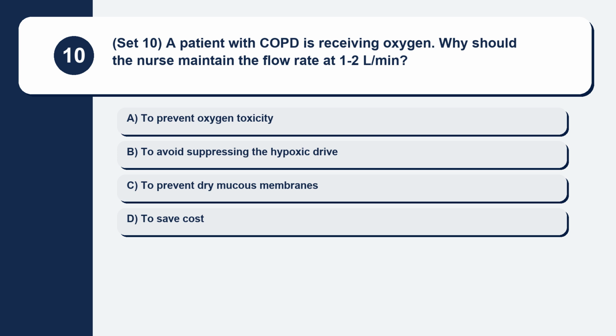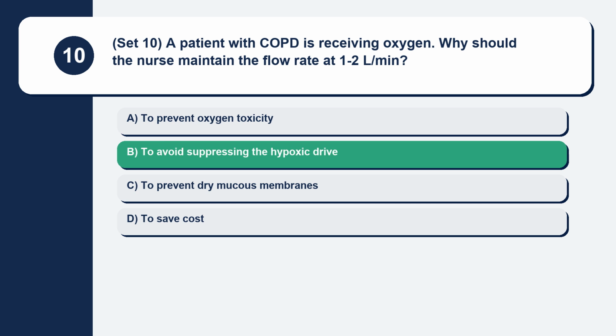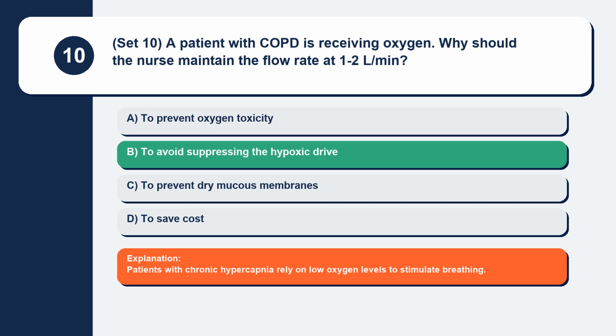Question 10, Set 10. A patient with COPD is receiving oxygen. Why should the nurse maintain the flow rate at 1 to 2 L/min? To prevent oxygen toxicity, to avoid suppressing the hypoxic drive, to prevent dry mucous membranes, to save cost. Patients with chronic hypercapnia rely on low oxygen levels to stimulate breathing.